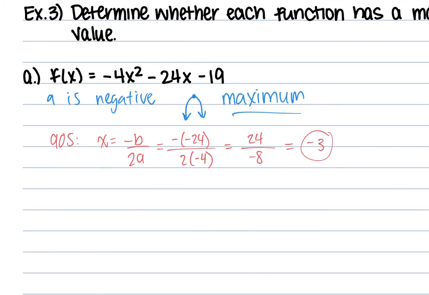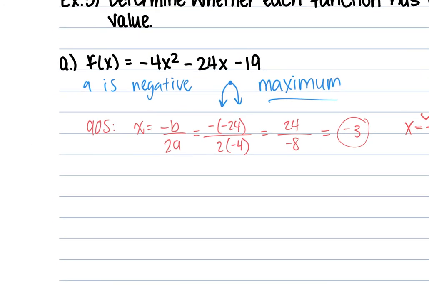Just a reminder, guys, my axis of symmetry is x equals negative 3. We're all going to write x equals. Beautiful, okay? Now I'm going to take my vertex, and my vertex will happen when I plug in -3, just like Daniel said. So f of -3 equals -4 times -3 squared minus 24 times -3 minus 19.